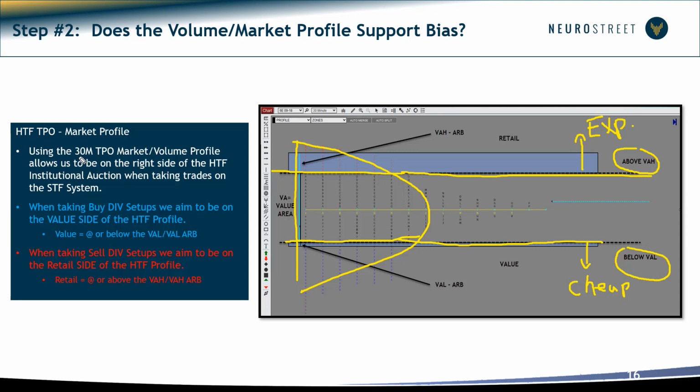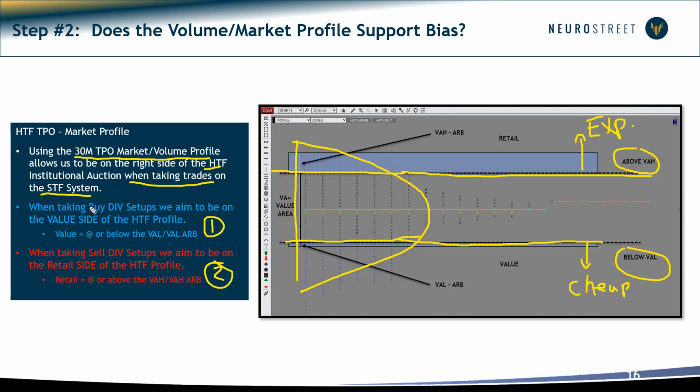It says, using the 30-minute TPO market volume profile, it allows us to be on the right side of the higher time frame when taking trades on a smaller time frame strategy. So we've talked about entering on a divergence trading system, okay? And ultimately, how can we use a higher time frame volume or market profile chart to help increase the efficiency and the expectancy of a strategy? And that's exactly what we're going to do here. One and two.